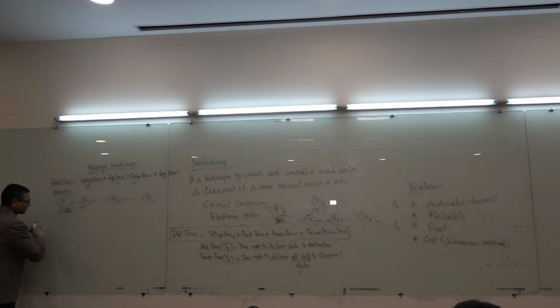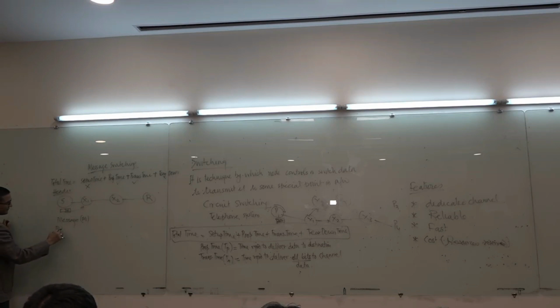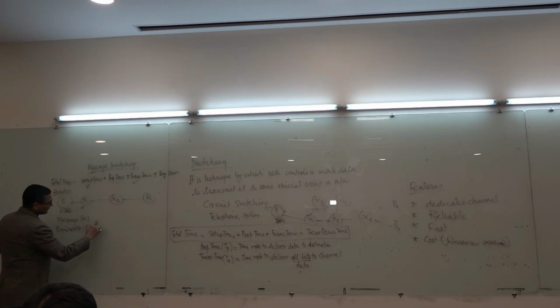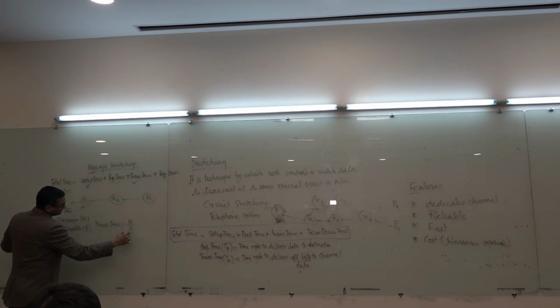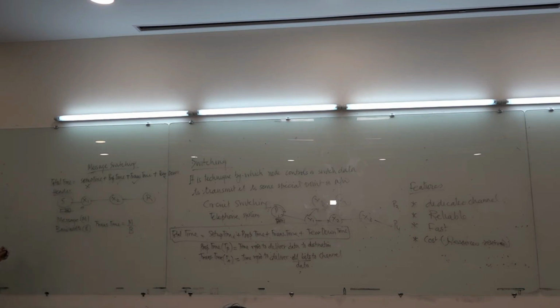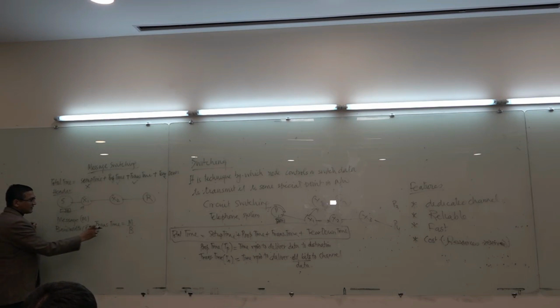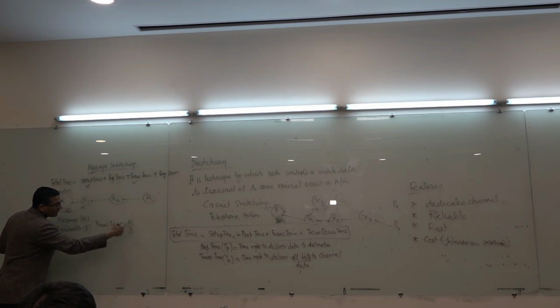So let us take some notation. Let's say the message is M and the bandwidth is B. Then we can say our transmission time is what? Now, when I say transmission time here, I am saying the transmission from hop to hop, actually the transmission time from here to the next hop. Per hop, you can say, it is M by B.